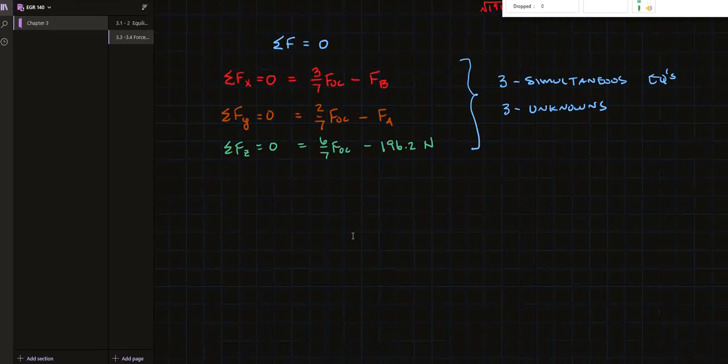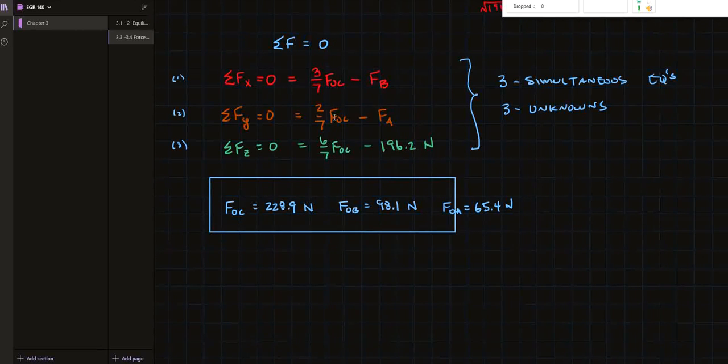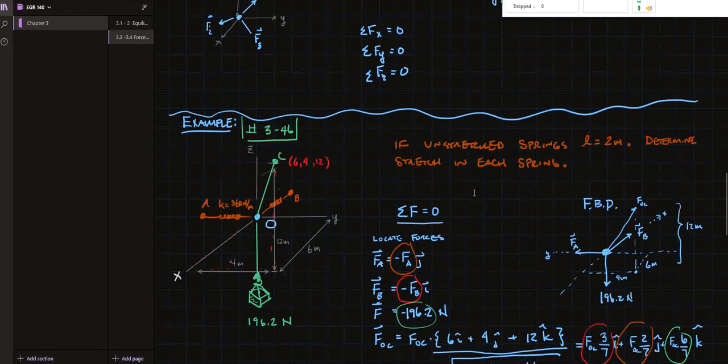You could use Cramer's rule. You could set this up into a matrix and invert it. We're going to learn some other techniques later, or you can just solve these equations in terms of each other and substitute into each of the 3 equations until you get your results. And here are those results. It's not quite our answer, because we found the forces in each of these members, but the question asked us to determine the stretch in each spring.